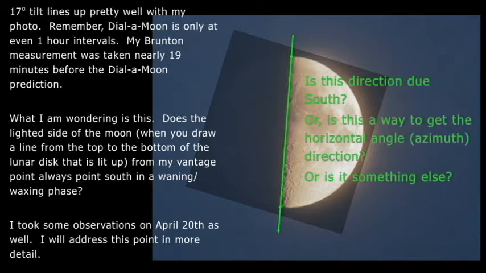I took some observations on April 20th as well. That video is not ready yet, but it will be. That was a crescent moon, so you can get the top and bottom crescent points a lot better. So I was wondering, maybe it's one of these things. Is this the direction of due south where the bottom is pointing? Or is this a way to get horizontal angle or azimuthal direction without actually knowing what that is, using the dial of moon, your observation? Or is it something else altogether? So that's just food for thought.